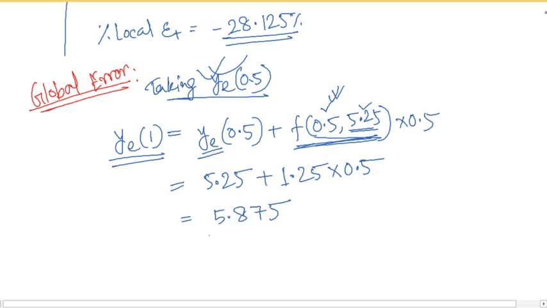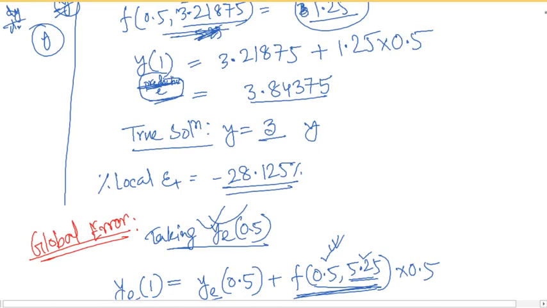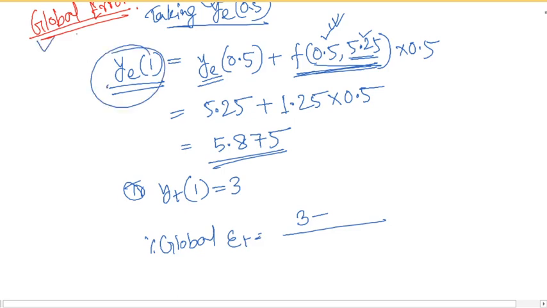5.875, and the true value again in this case, true value of y at 1, this one was actually 3, and true is always true, so this is 3. So if I find the percent global epsilon t, that will be the true value, that is 3, minus the Euler value obtained using Euler's method, that is this one.